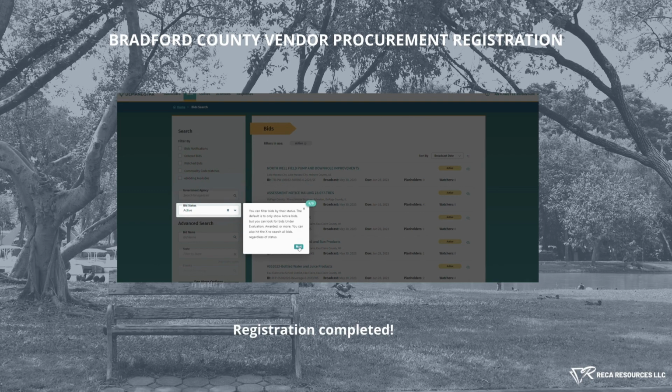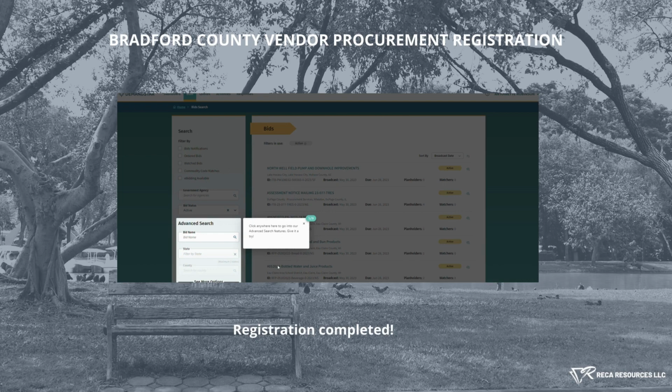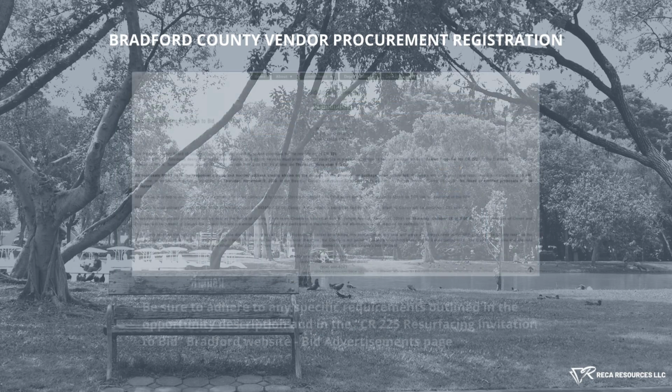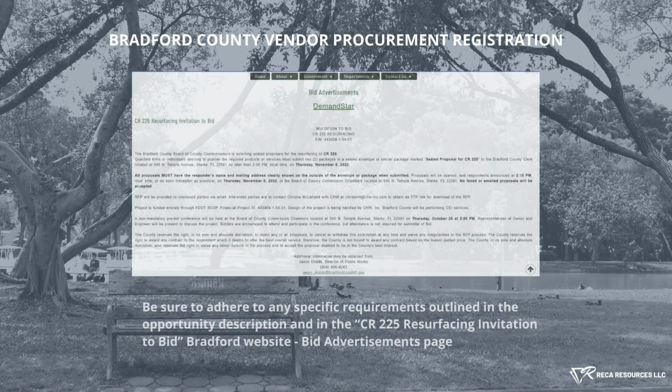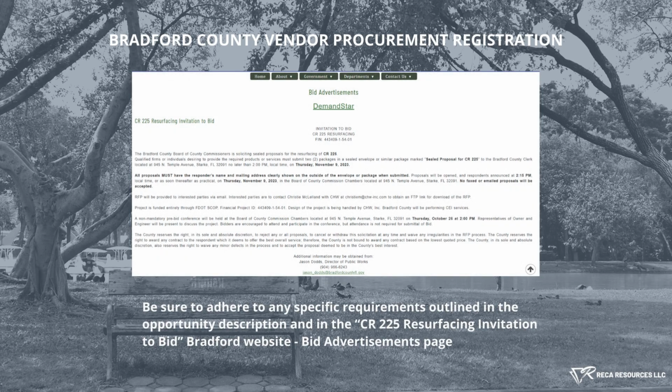Once your profile is set up, use the platform's search or filters to find opportunities specifically related to Bradford. These could include requests for proposals, RFPs, bids, and other contracting opportunities posted by local government agencies or organizations. When you find a relevant opportunity, follow the instructions provided to submit your bid or proposal.